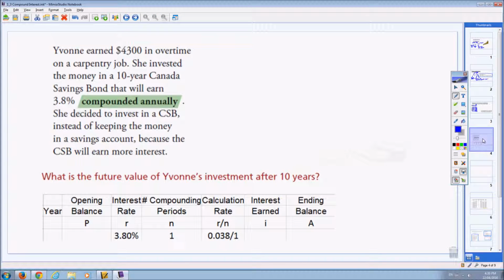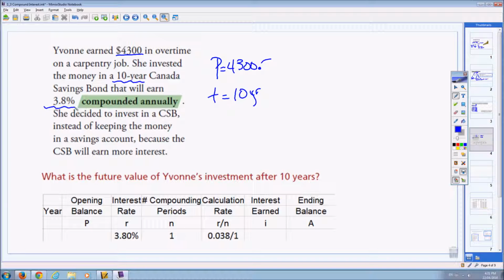Coming over here, we have Yvonne, and she earned $4,300 in overtime on a carpentry job, which she's investing in a 10-year CSB at 3.8% interest. So looking at your information, $4,300, that's your principal. And she invested the money for 10 years. So our time is 10 years.